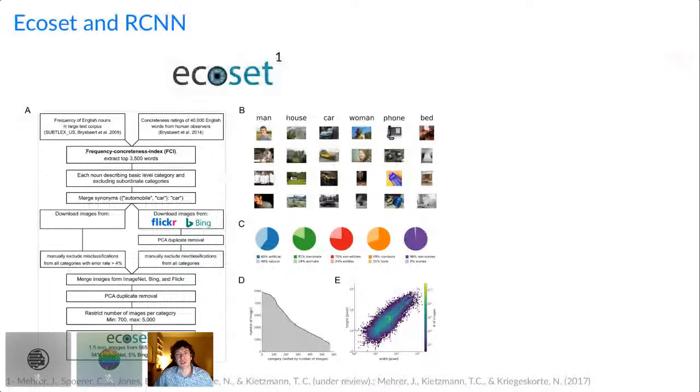First, we're going to use a data set of images that has 565 categories that were selected based on frequency of English nouns and concreteness ratings of English words to come up with 1.5 million images in total from these 565 categories. This data set is good because it captures very well the sort of visual diet that we're exposed to living our lives.